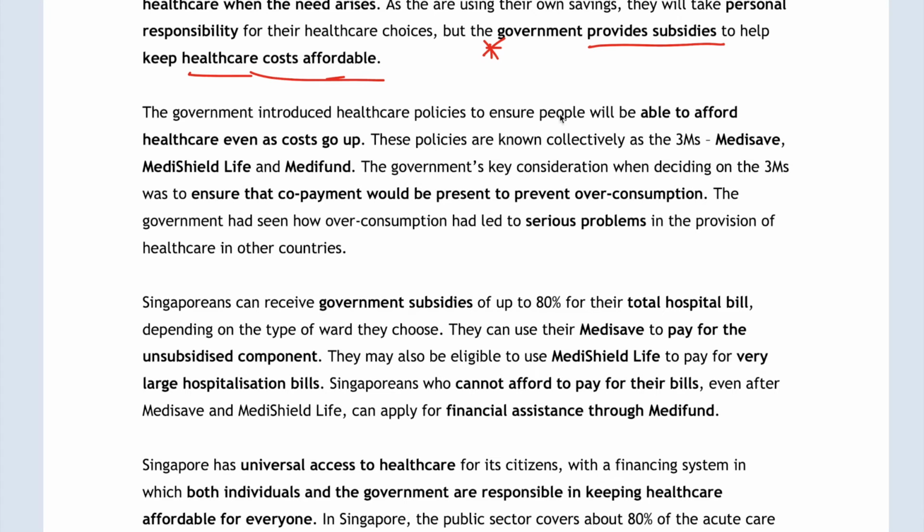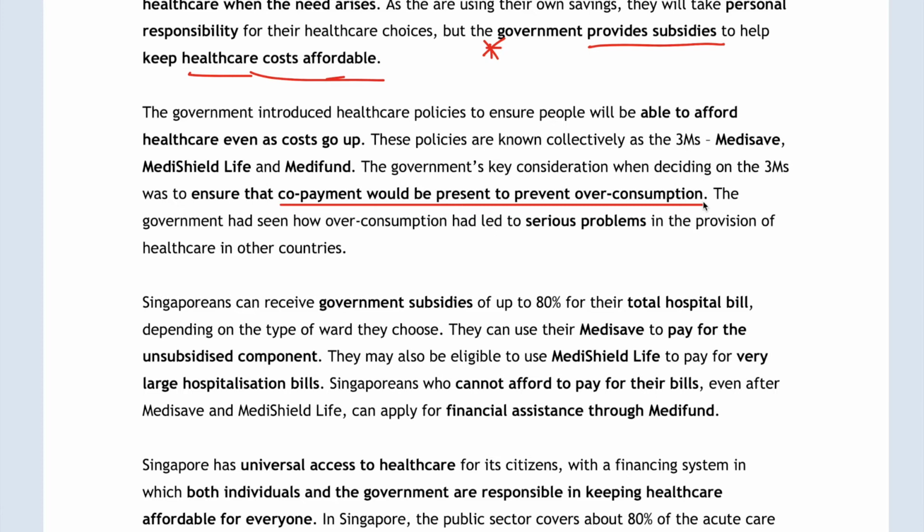So as healthcare costs go up in Singapore, the policies introduced now are even more important. The one group of policy that you need to know is the 3Ms, which is MediSave, MediShield Life, MediFund. The government's consideration when deciding on these policies is ensuring that co-payment will be present to prevent overconsumption. Co-payment is essentially the idea that you pay something upfront when you're seeking medical services.